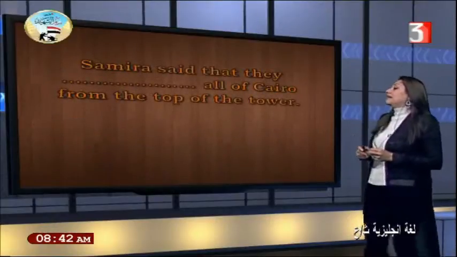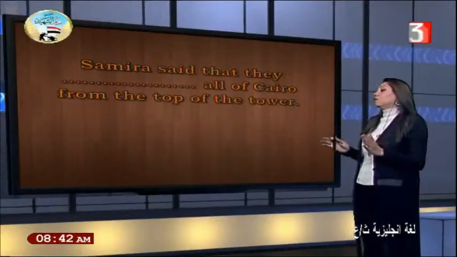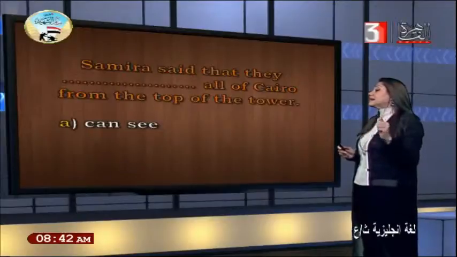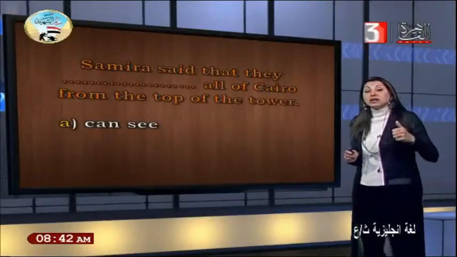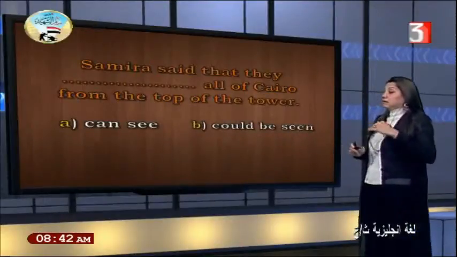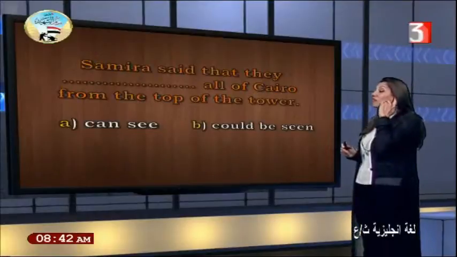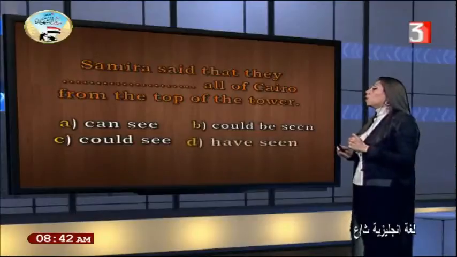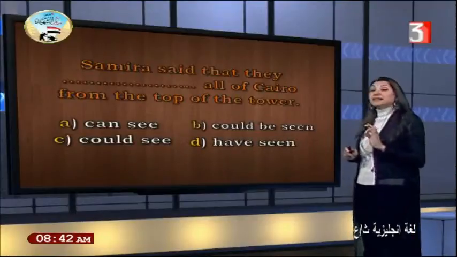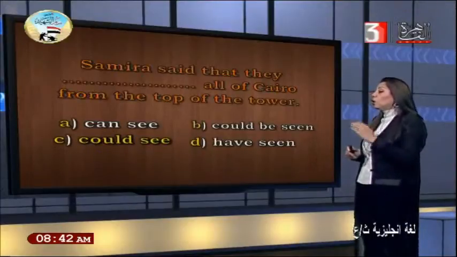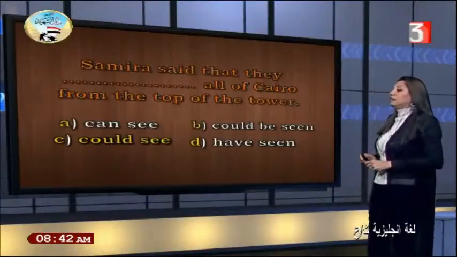Samira said that they ___ all of Cairo from the top of the tower. What did they do? That they can see all of Cairo. "Could see" could work if it were past, but it won't work here. "They could be seen, all of Cairo", the passive form doesn't go. Could see or have seen. So Samira said that they could see all of Cairo from the top of the tower; I must put it in the past.